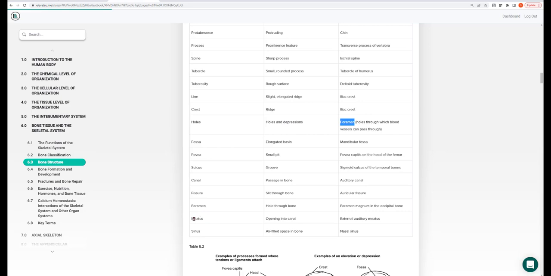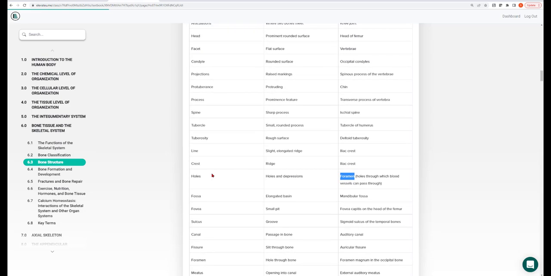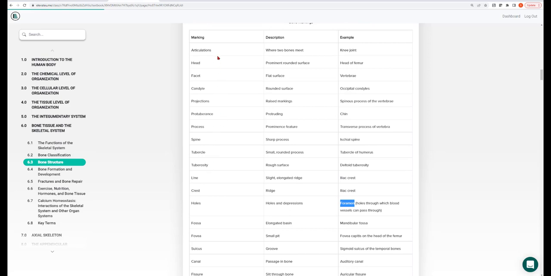There are canal-like openings called meatuses, and there are air-filled spaces in some of our bones, like the nasal sinus or the frontal sinus that you'll see prominently in the frontal bone. So many of the bone markings you're learning have these words included in them.